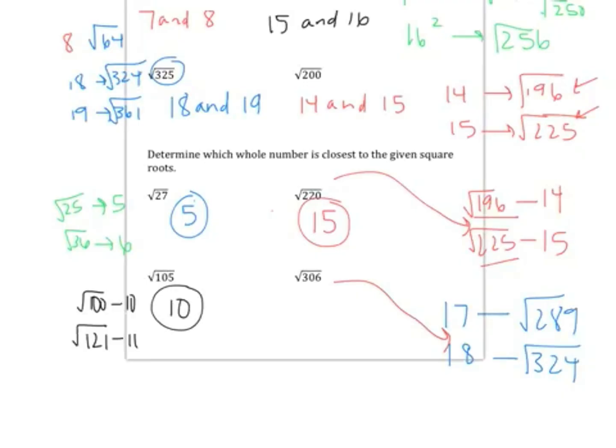Well, 306 minus 289 gives me 17 off. Okay? And then 324 minus 306 is 18 off. So what is it closer to? Well, 17 off from 289 and 18 off from 324. So this would be closer to the whole number of 17 just by a very little bit. So actually, the square root of 306 is about 17.49, which is closer to 17 than it would be to 18.